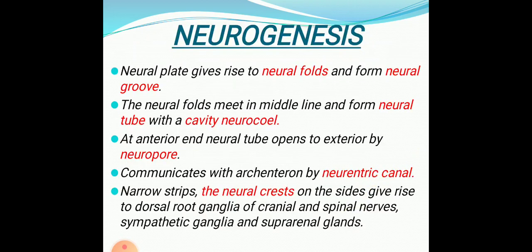After the formation of the three germ layers, next is neurogenesis. What is neurogenesis, or the development of the neural tube? In the gastrula, the presumptive material of the nervous system lies on the mid-dorsal line as a plate-like structure called the neural plate, or medullary plate.